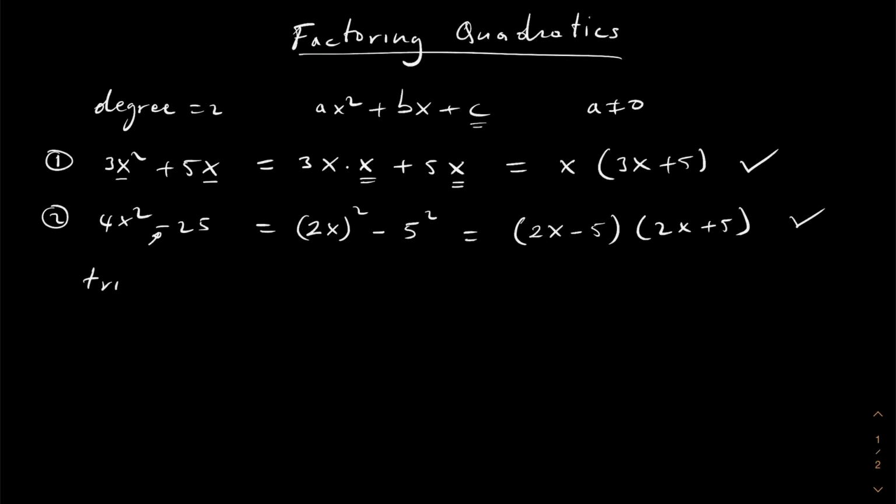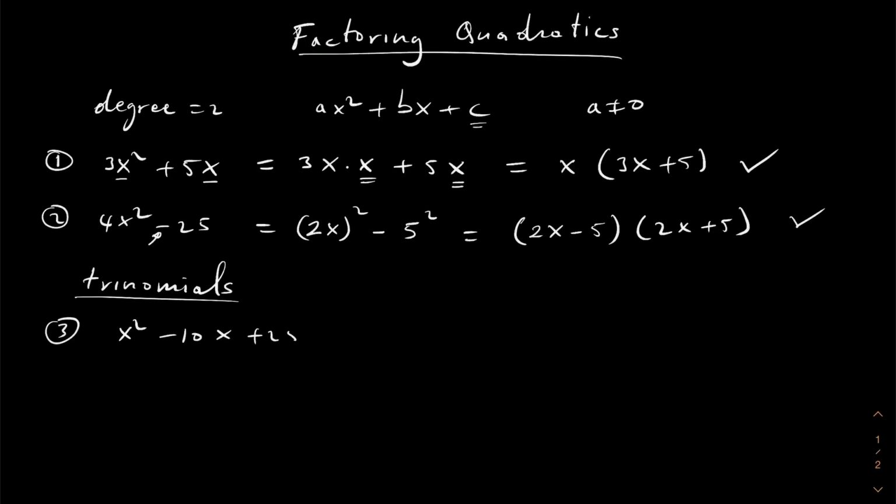So let's move on to what we are really interested in. What happens when all three of those terms are there? In this case, you're going to have a trinomial, a quadratic with all its terms, of degree 2. And so for the first example here, let's give you x squared minus 10x plus 25.